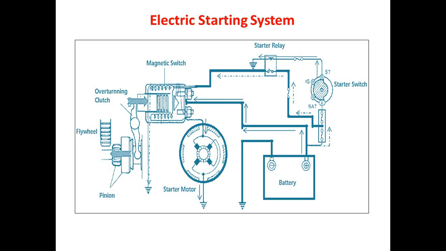Once the engine has started, the ignition switch must be turned to on position again so as to cut the power to the magnetic switch. Here, the overrunning clutch is utilized. This overrunning clutch protects the starter motor from excessive speed, which can cause a damage to the starter motor as well as ring gear. So this is how electric starting system is working.